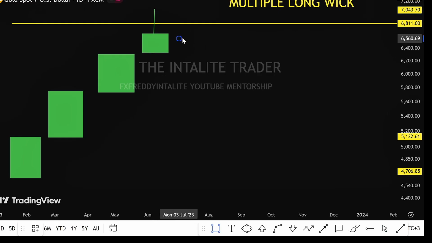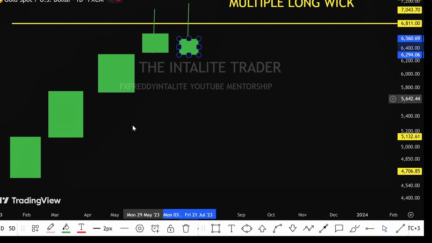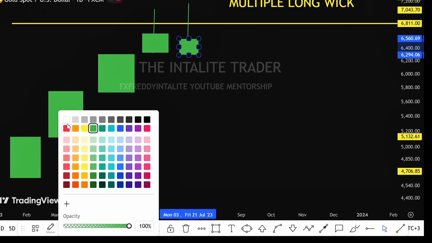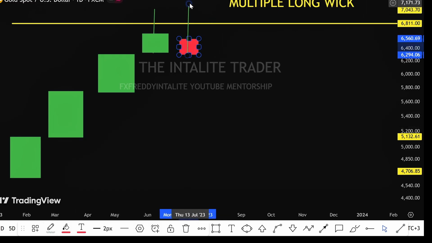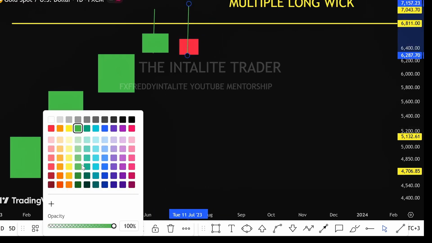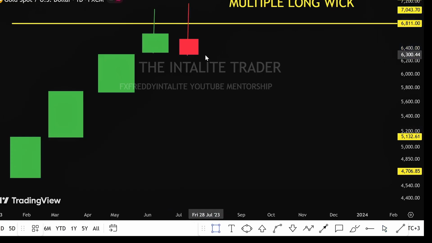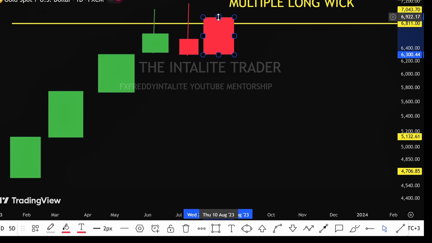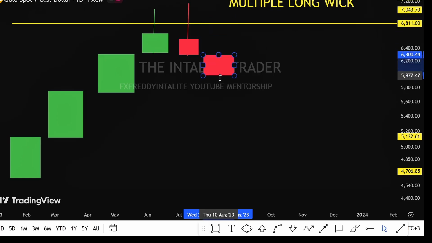Price again opens, tries, and it fails. It is pushed lower. It will close like this. If you remember how candlesticks open and close, train yourself to see these things. Let's say maybe another candle opens here, pushes price, but it gets rejected and pushes lower again.